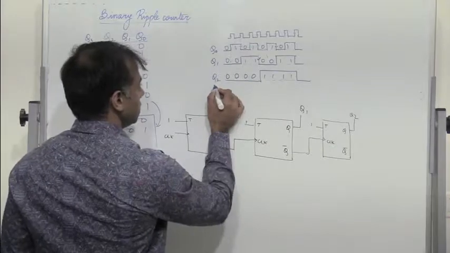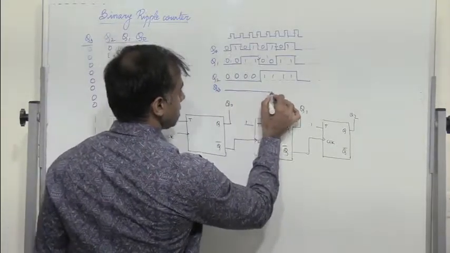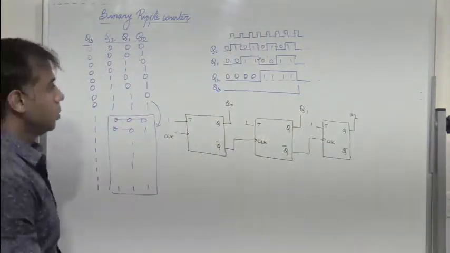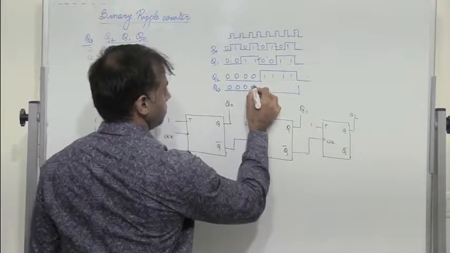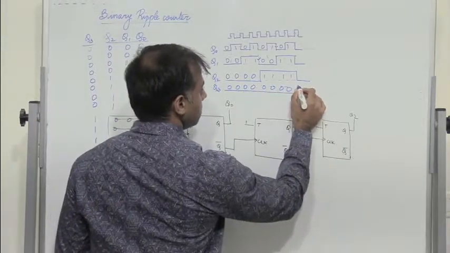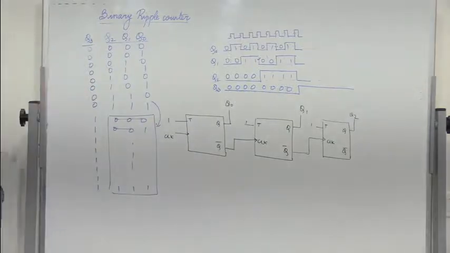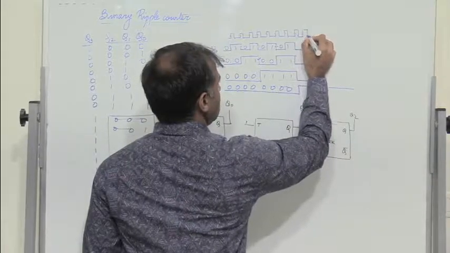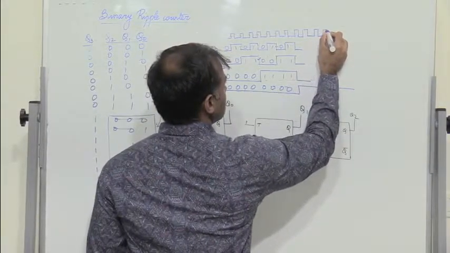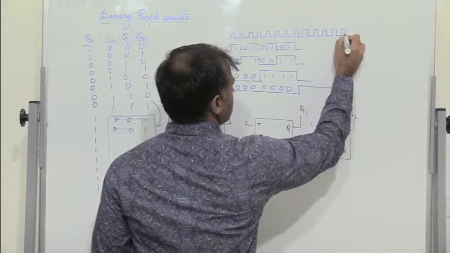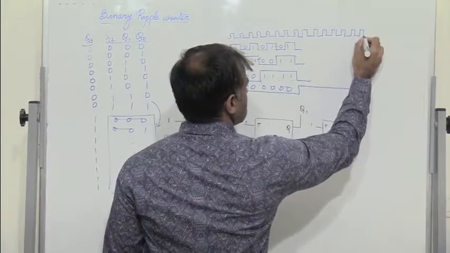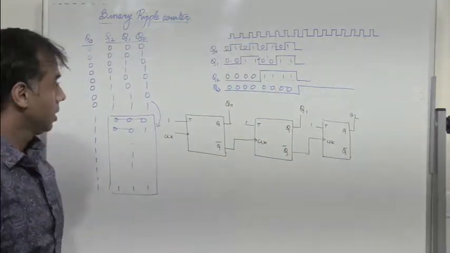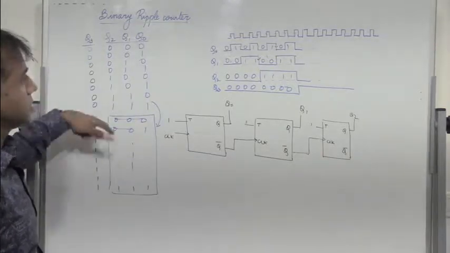So if I have Q3 here, for the first 8 clock pulses, we have a 0. And then I need a 1 for the next 8 clock pulses. So let me draw 8 clock pulses again. 2, 3, 4, 5, 6, 7, 8. Right? So this entire set gets repeated here. Because the counting again begins from 000 to 111.